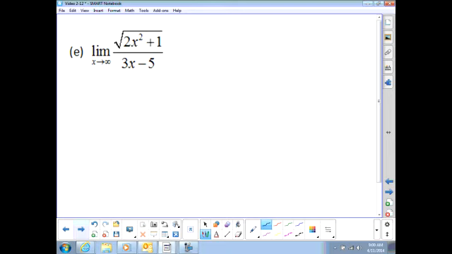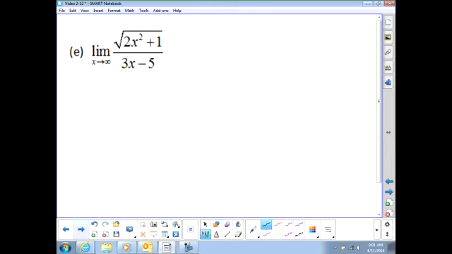Now, this is an interesting case in E. We're going to infinity, so x's are getting huge. When you do 2 times a huge, huge number squared and then add 1, the 1 really doesn't play much of a role, because the number is going to be so huge, when you add 1, it does not affect it much at all. So you can kind of think of this as being 2x square root of 2x squared over 3x.